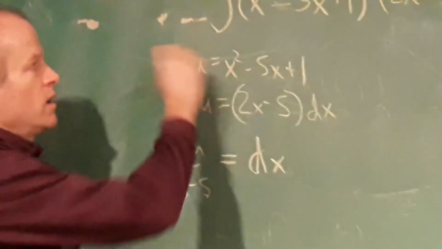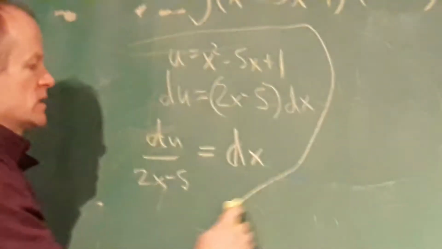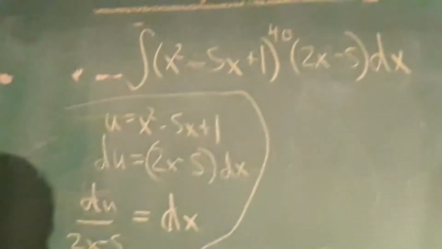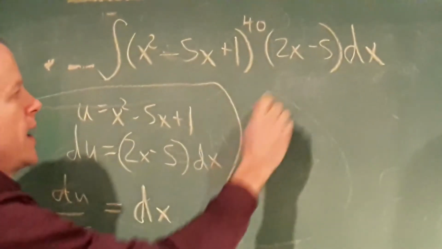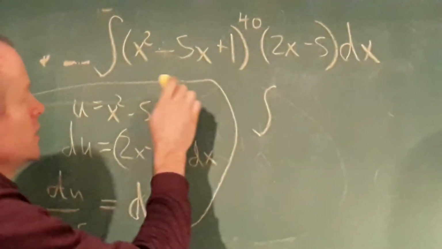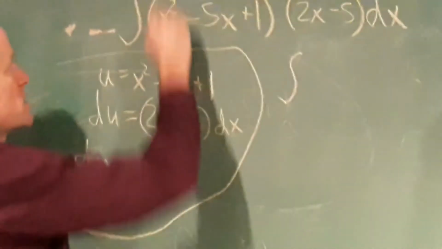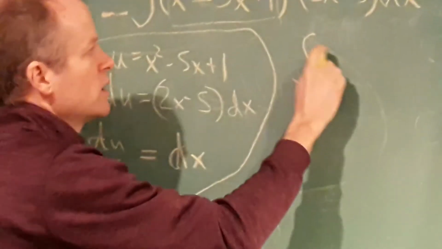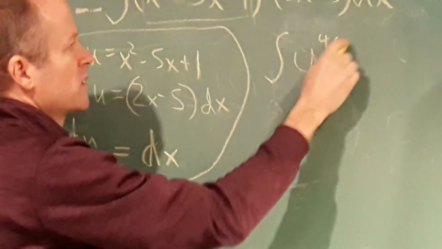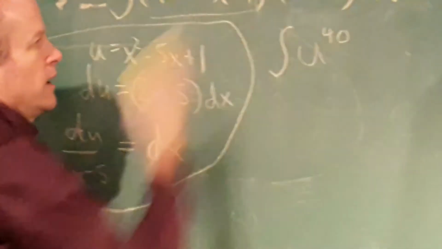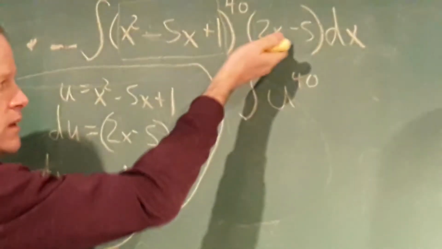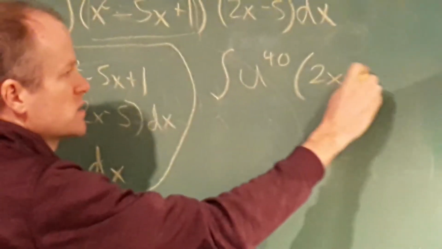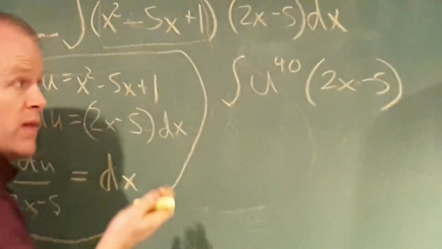So here's all my side work, just like the other ones, that initial substitution. Now we're going to go back to our original problem and write what we have when we integrate. So we have the integral. All of this stuff right here is our u. So it's going to be u to the 40th, and then I don't have anything for 2x minus 5. I'm just going to write 2x minus 5, because I didn't call that u.